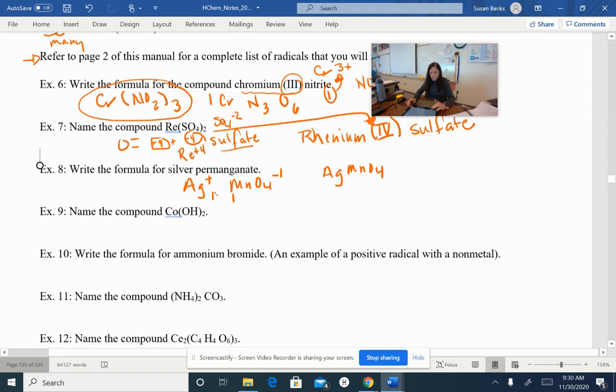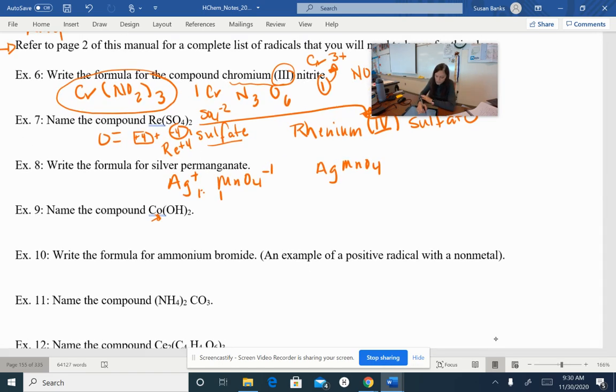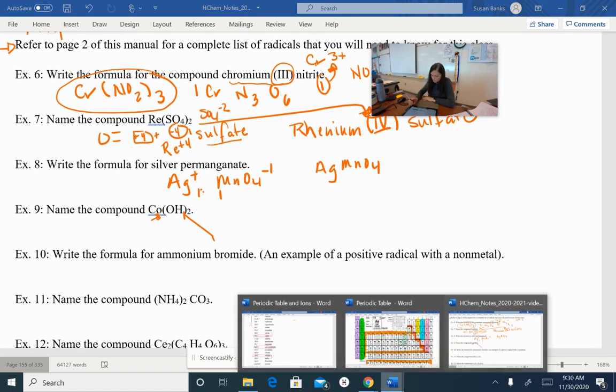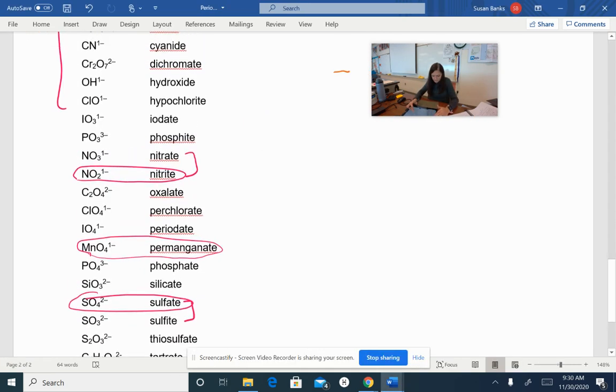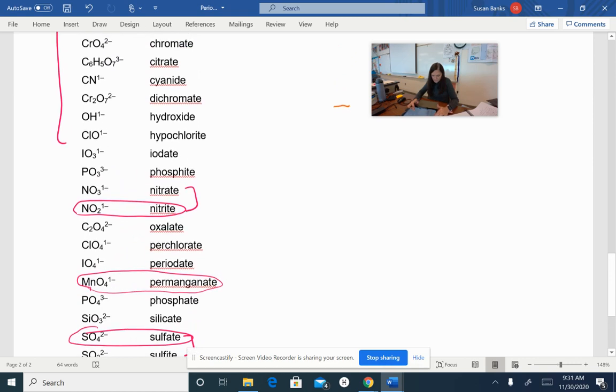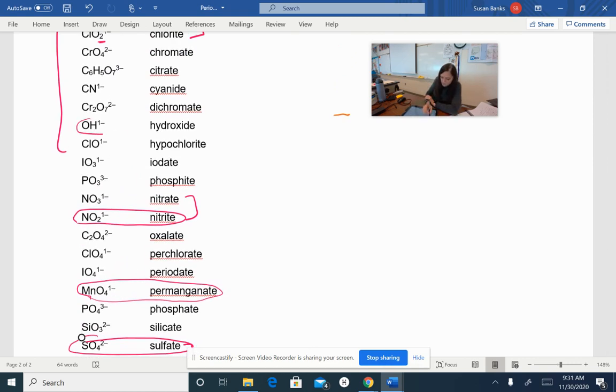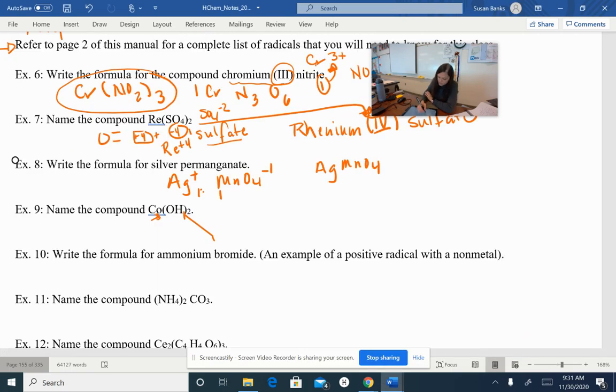Okay, so hopefully you've determined that this is cobalt. Cobalt is a transition metal, so I don't know what charge it is, so I'm going to have to look at what it's bound to. So let's look at what it's bound to here. OH. Do you guys see it? OH. Hydroxide. Hydroxide is a negative 1 charge. So this is hydroxide, and it's a negative 1.